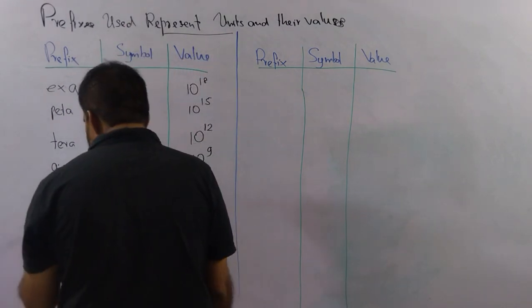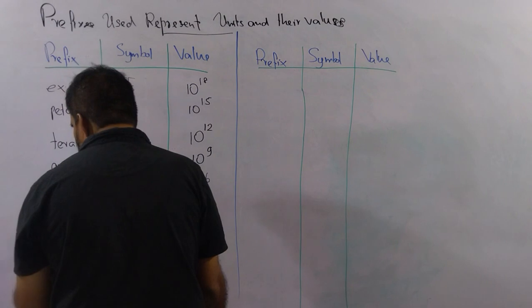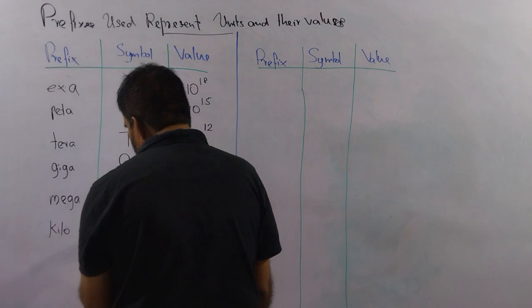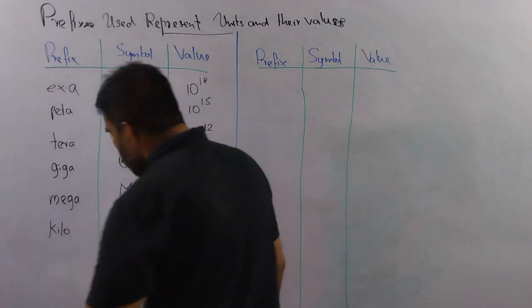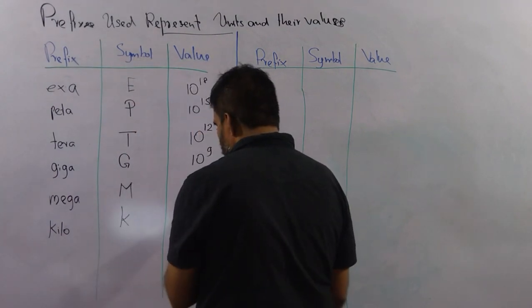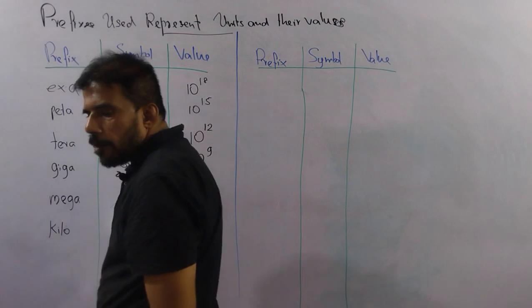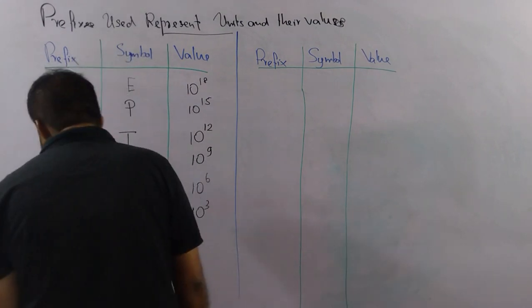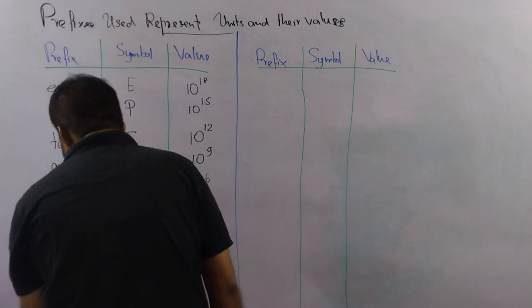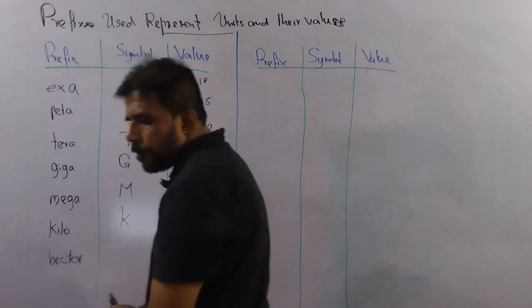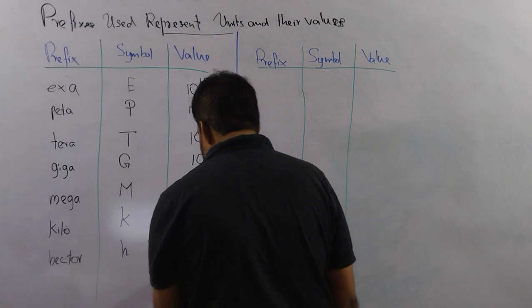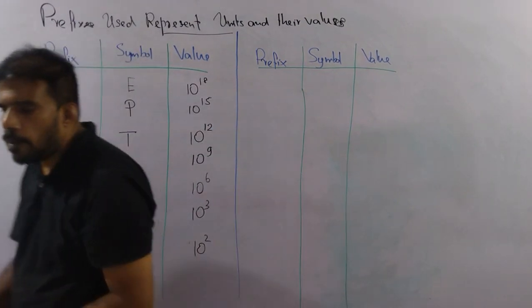Then kilo, the symbol is simple k, non-capital, and that is 10 to the power 3. Right. Then hecto, the symbol is simple h, that is 10 to the power 2.